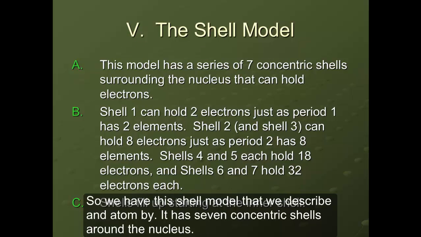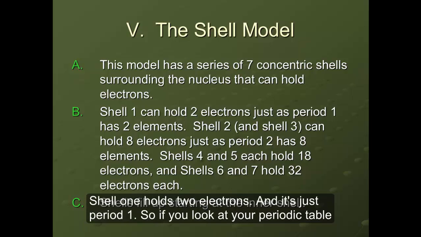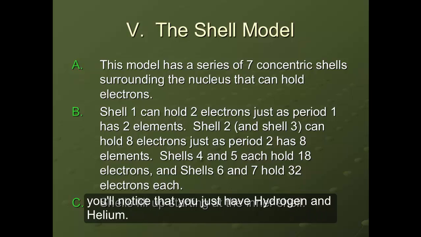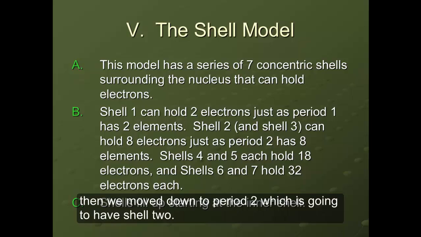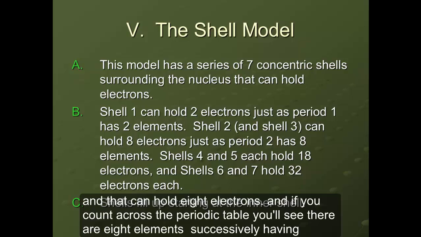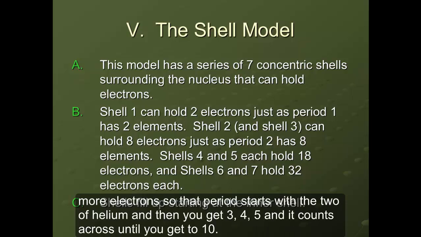So we have this shell model that we describe an atom by. It has 7 concentric shells around the nucleus. Shell 1 holds 2 electrons, and it's just period 1. So if you look at your periodic table, you'll notice that you just have hydrogen and helium, and those 2 elements correspond to the fact that shell 1 can only have 2 electrons. So hydrogen has 1 electron, helium has 2, and then we move down to period 2, which is going to have shell 2. And that can hold 8 electrons. And if you count across the periodic table, you'll see there are 8 elements successively having more electrons. So that period starts with the 2 of helium, and then you get 3, 4, 5, and it counts across till you get to 10.